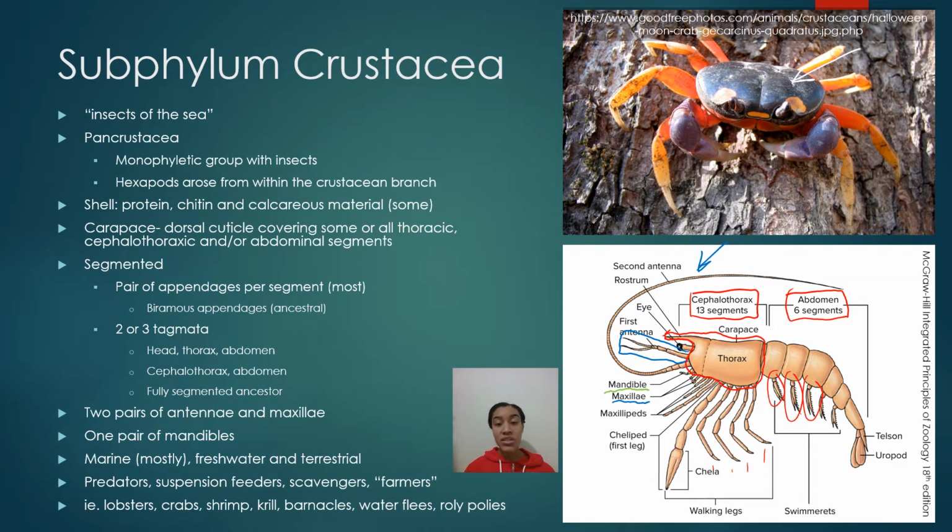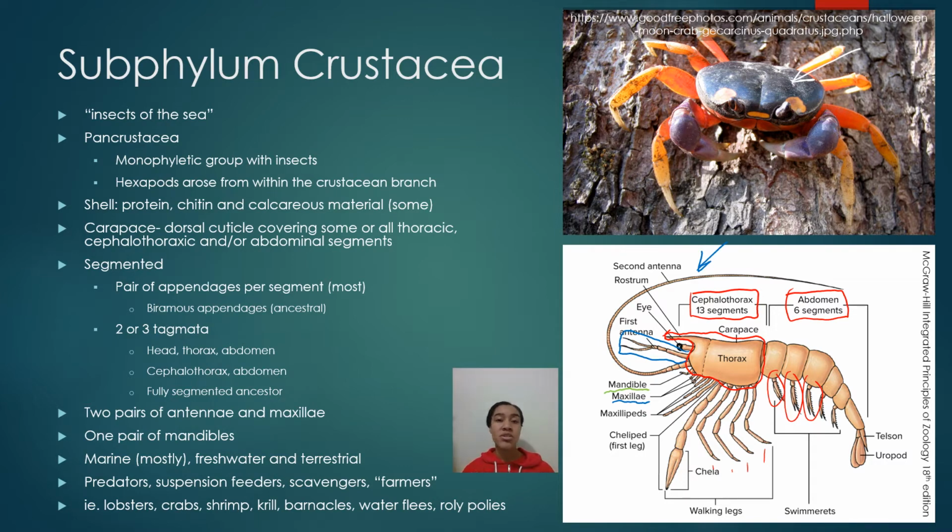Crustaceans can be marine. For the most part, they are marine, but they can also be freshwater or terrestrial, and we'll explore some examples of those. They can be predators, suspension feeders, scavengers, or even what I'm calling farmers. There's an example of a crab, and I'll show you a picture of this later. It's called a yeti crab, and they actually cultivate chemosynthetic bacteria on hairs on some of their appendages, and then they eat those chemosynthetic bacteria. So they're almost like farming the bacteria more than catching them as suspension feeders or anything like that.